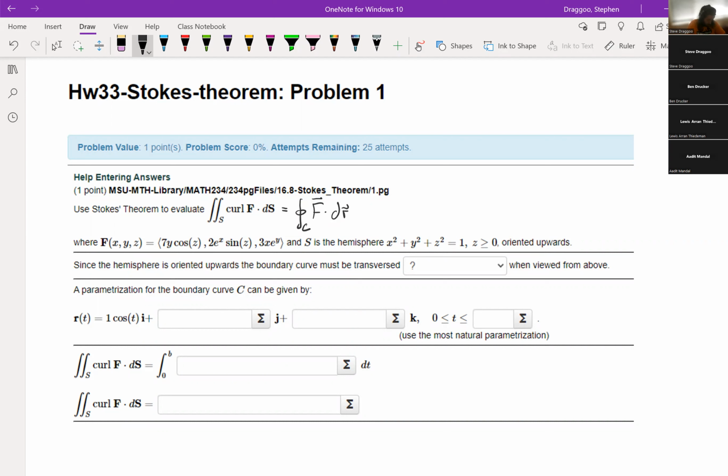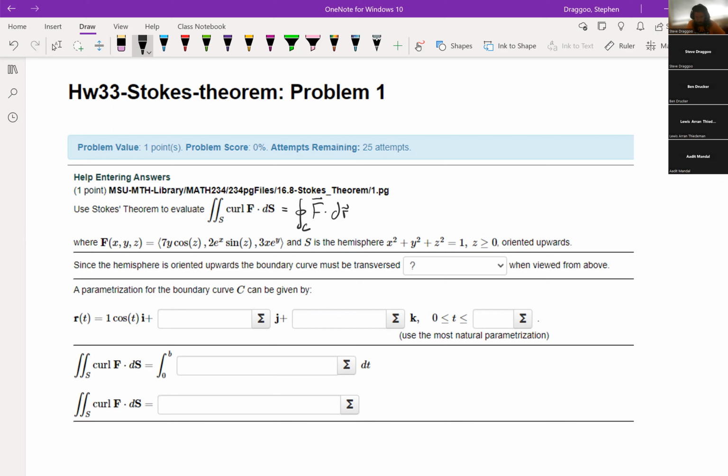So what do we have going on? We've got some field F. It's got a lot going on. S, our surface, is the hemisphere x squared plus y squared plus z squared equals 1, with the inequality z is greater than or equal to 0.